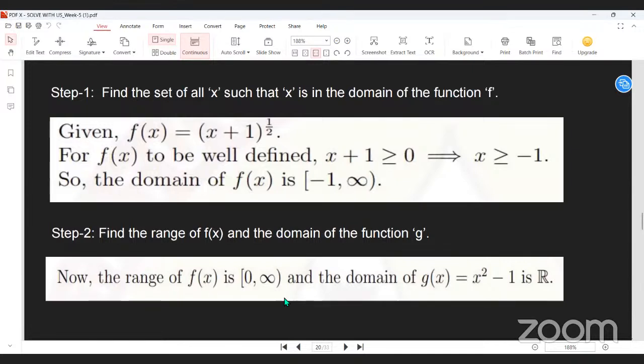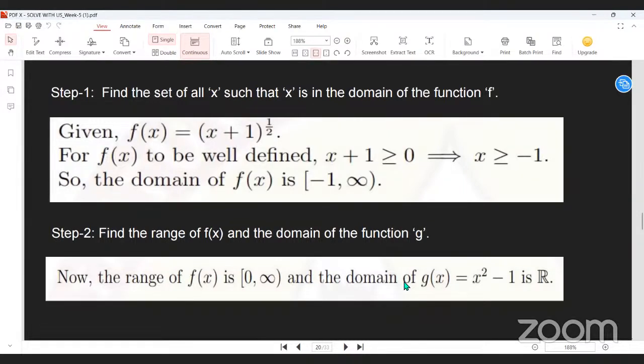So how did you get it? 0 to infinity. Since it is a square root function, whatever input you put, you'll get a positive number as output, so it's 0 to infinity. If we put -1, which is the least value in the domain, it will give us 0. And after that, whatever value we put, it gives us a positive value, right? Yes. So it will be 0 to infinity.